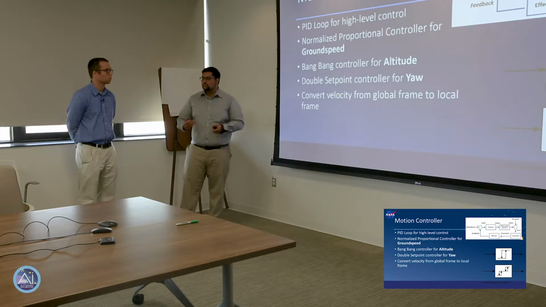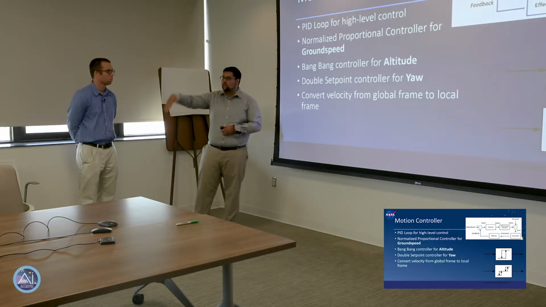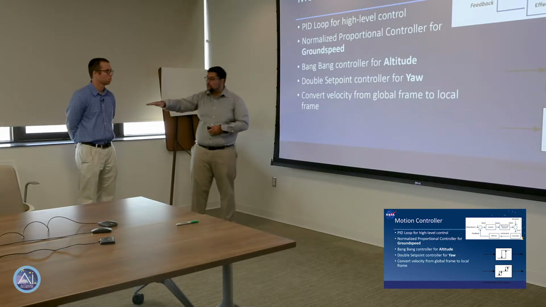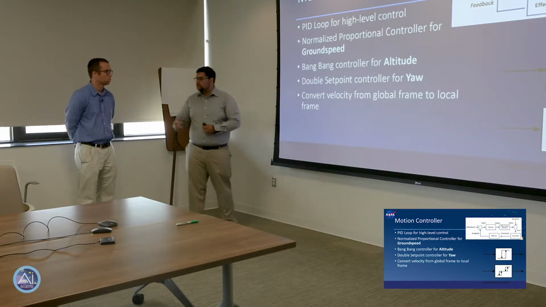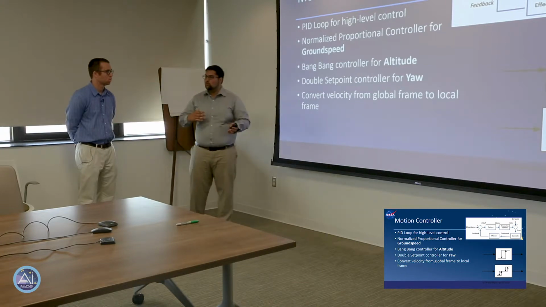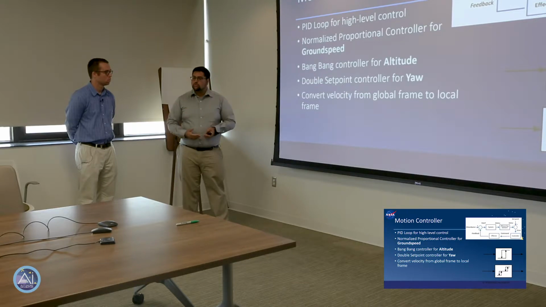For altitude, a simple bang-bang controller, which is just on-off. If the drone was lower than where it needed to go, go up. If the drone was higher, drop down. And for the yaw, a double set point controller, which is basically two of the bang-bang controller. Two different speeds of turning the drone to focus on the object in question.